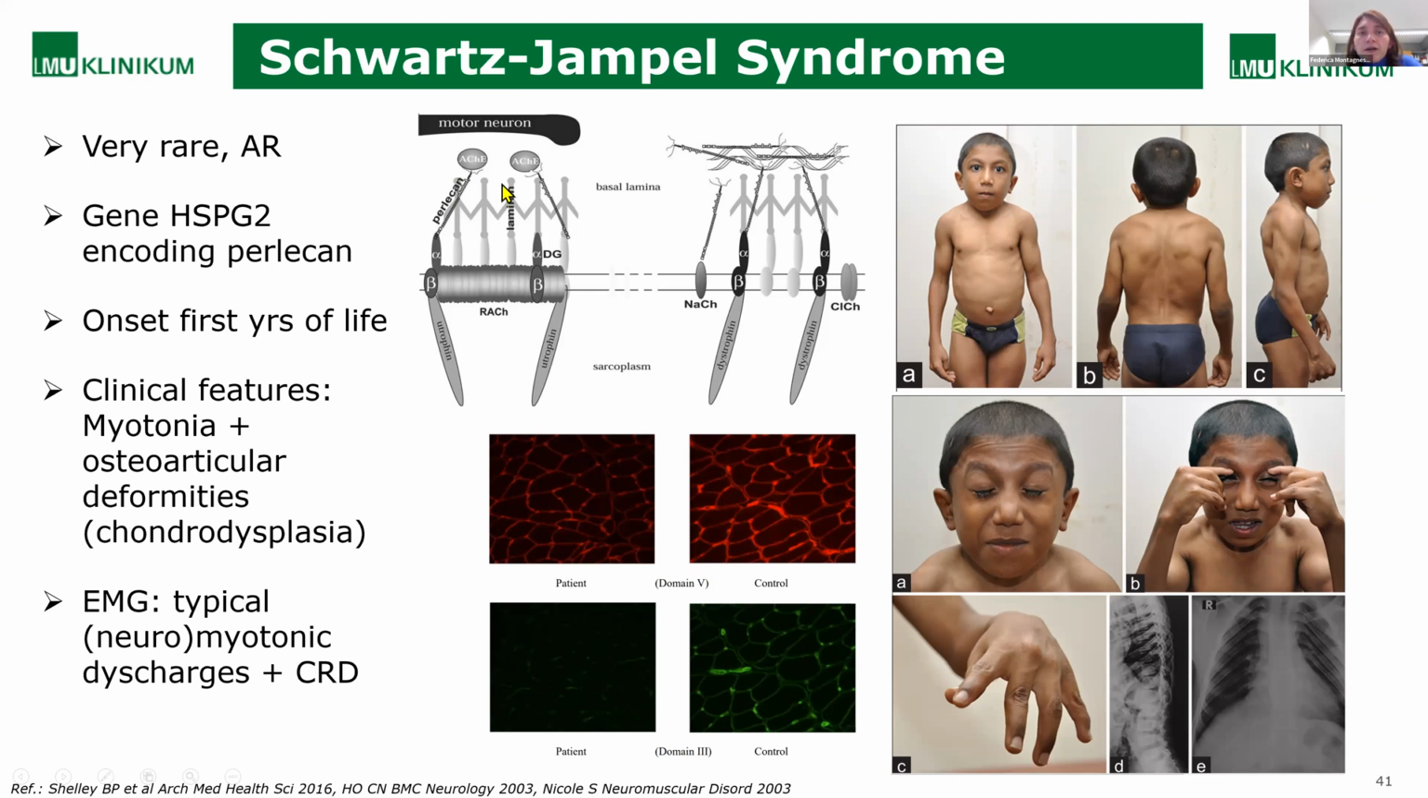Perlecan is involved in clustering of acetylcholinesterase, so that a deficit will lead to less acetylcholinesterase activity, and therefore more acetylcholine in the synaptic cleft, or a role also in the interaction with sodium and chloride channels, and therefore an altered function of these channels. We have some very typical clinical features with this prominent generalized muscle hypertrophy, with muscle stiffness, with blepharophimosis, so this inability to completely open the eyes, and some osteoarticular deformities as bowing of long bones, hyperlordosis, and pectus excavatum, for example. In EMG, we see a combination of myotonic and neuromyotonic discharges.